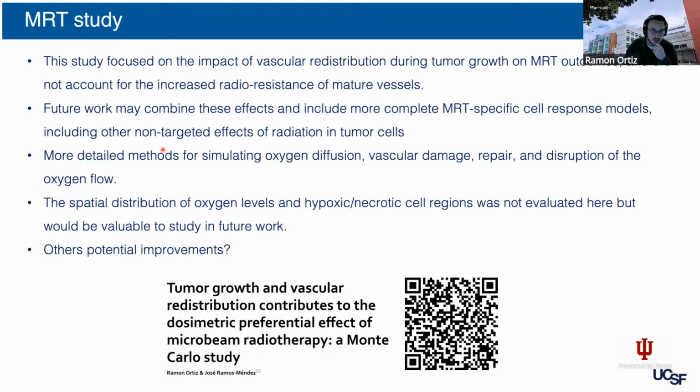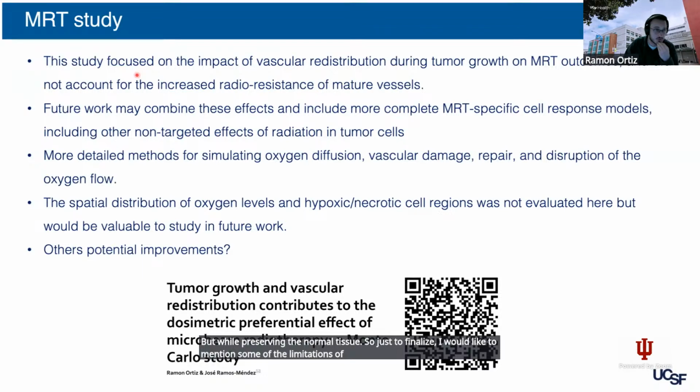So just to finalize, I would like to mention some of the limitations of this work. We only focused on the impact of the vascular redistribution, the spatial redistribution during tumor growth, on microbeam radiotherapy outcomes, but we did not account for the different radioresistance of the vessels in the tumor or normal tissue. So maybe future work can include that. Also, we can simulate or model more accurately the oxygen diffusion, the vascular damage, not repair, but also the disruption of this oxygen flow when vascular cells die. Also, it would be interesting to look at the spatial distribution of the oxygen levels and the hypoxic and necrotic cell regions, which was not evaluated in this study, and well, probably other potential improvements.